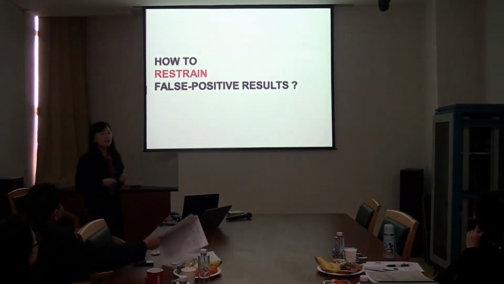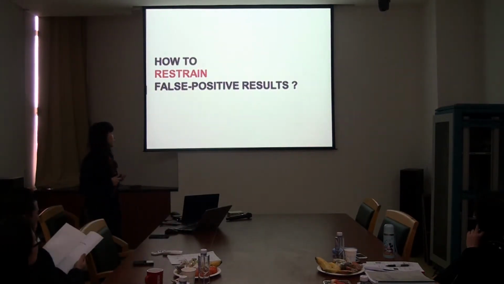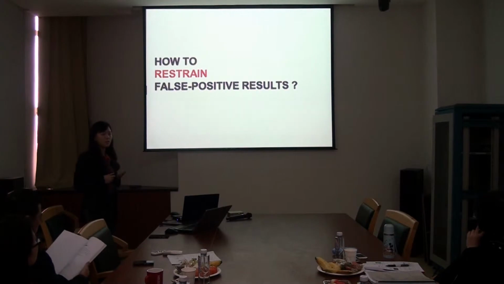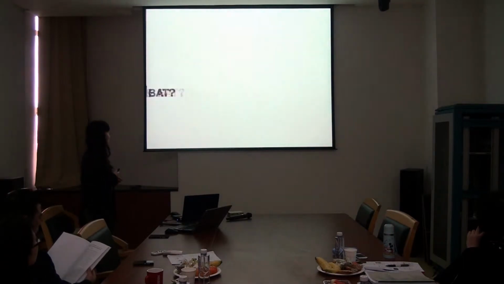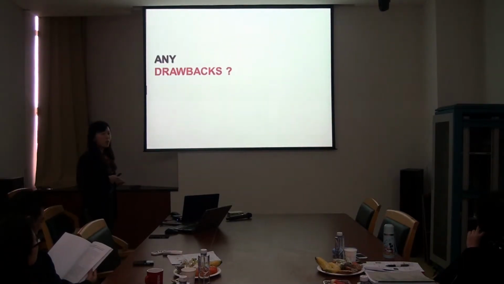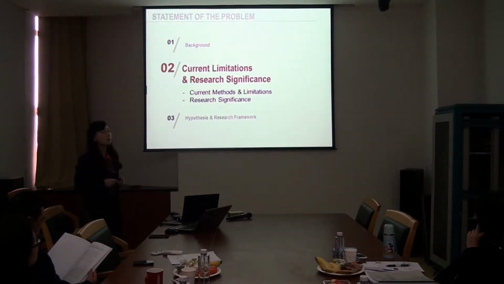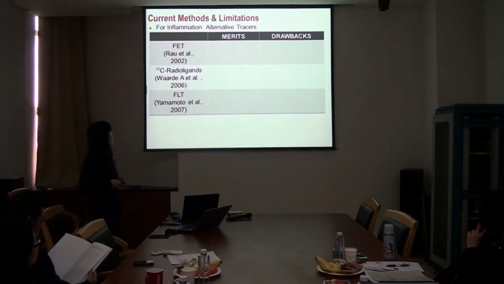Since FDG, as a non-tumor-specific tracer, can cause such serious false positive results, how do we restrain those results? How do we differentiate malignancies from them? And are there any drawbacks of those differentiation methods? Here I have listed some current methods and their limitations, and hope to point out our research significance.